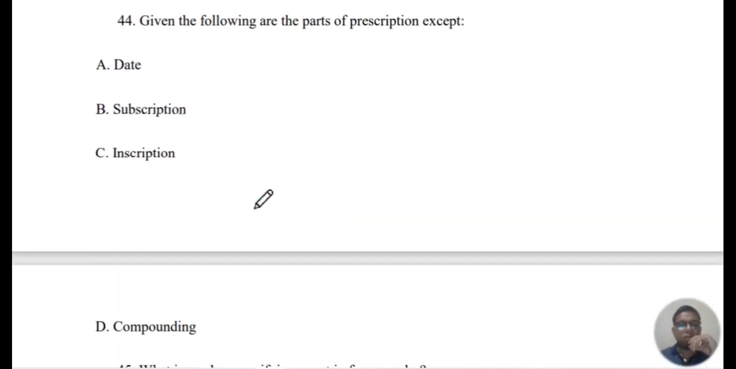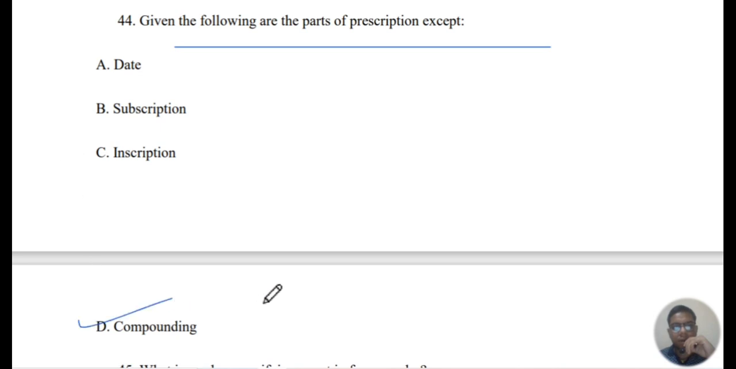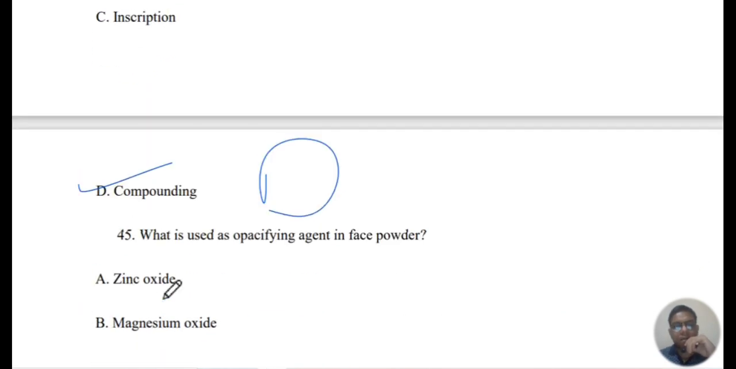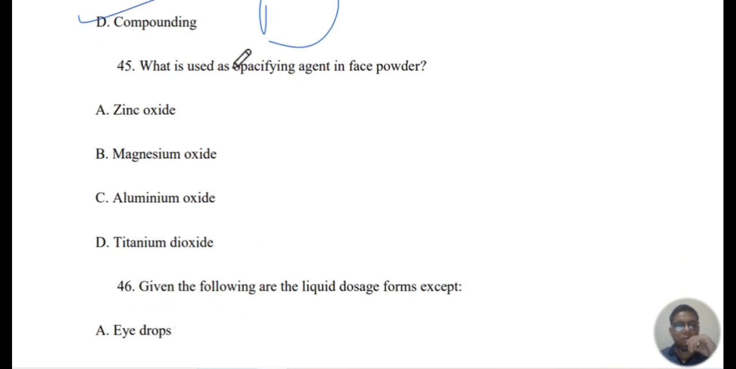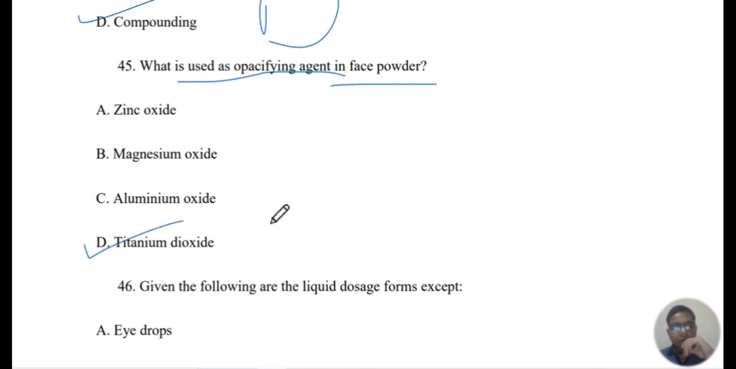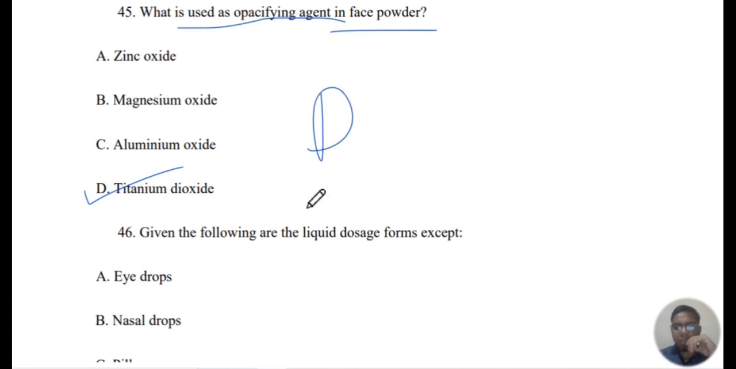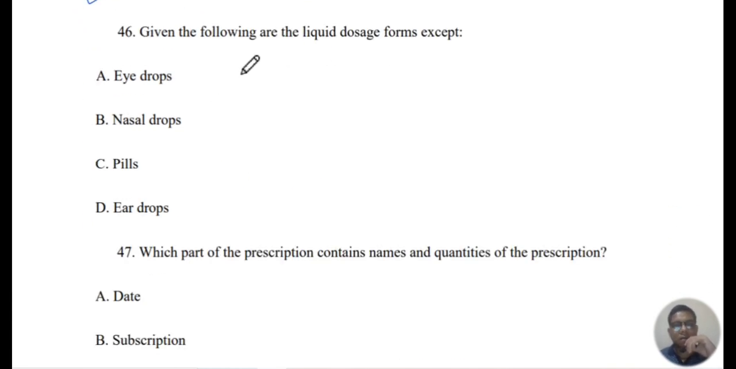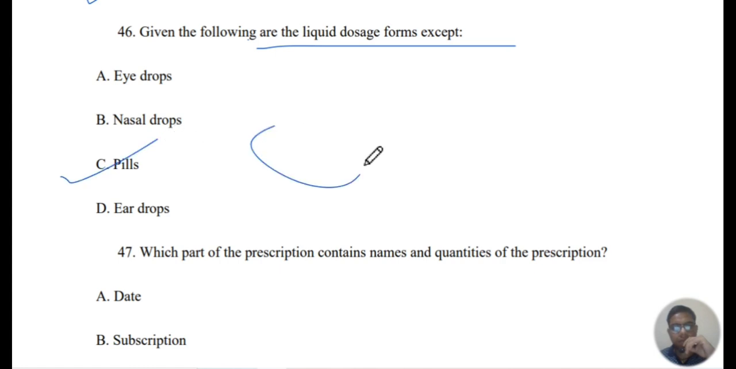Next is 44 question number. Given the following are the parts of prescription except, the answer is D. Compounding. The answer is D. Next is 45 question number. What is the use of opacifying agent in face powder? The answer is D. Titanium dioxide. The answer is D. Next is 46 question number. Given the following are liquid dosage form except, the answer is C. Pills. The answer is C.